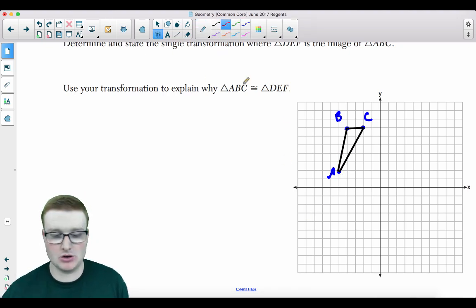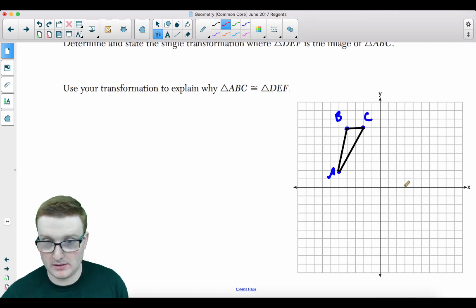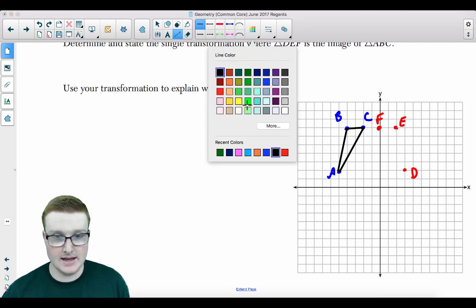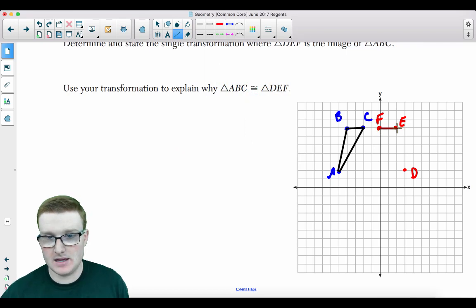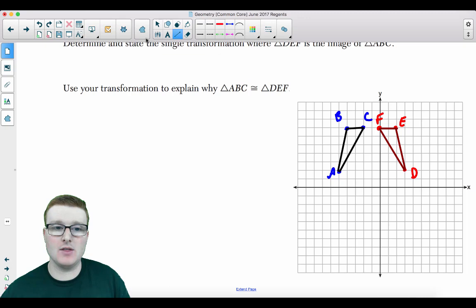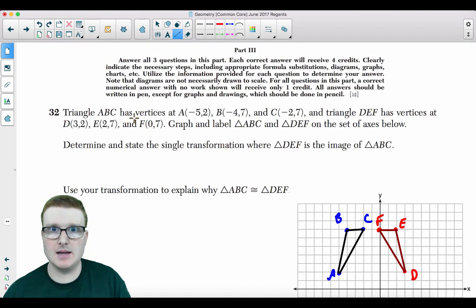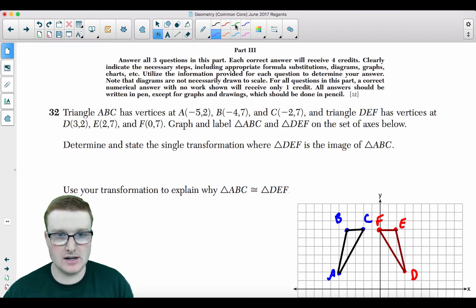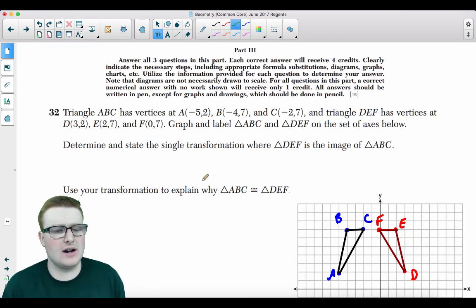Then you have another triangle, which is the points (3, 2), (2, 7), and (0, 7). These points are labeled D, E, and F. Now I'm just going to connect those points like that. All right, so we just graphed and labeled. By the way, when it says label, you actually have to label the points as A, B, C, D, E, F. So from here on out, let's go ahead and answer the questions. We should get full credit here.